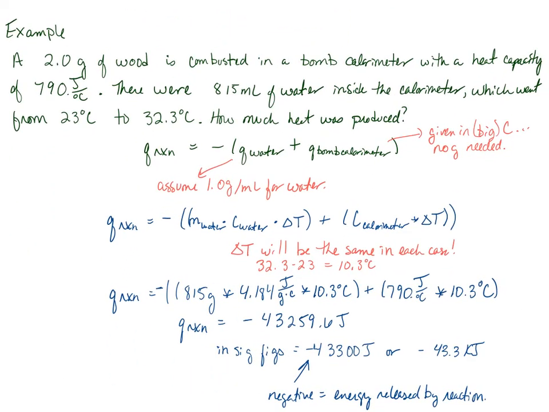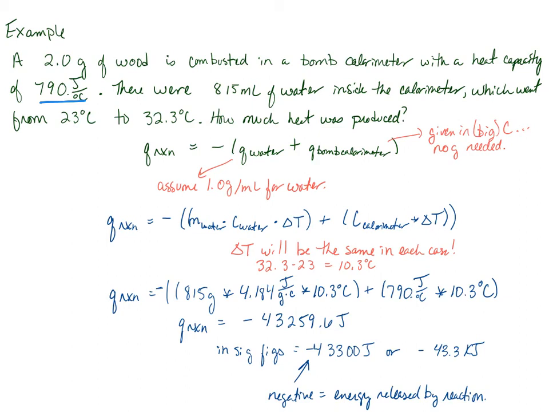So here's what I mean as an example. We have 2 grams of wood and it's combusted in a bomb calorimeter with a heat capacity that's given here as 790 joules over degrees Celsius. There's 815 milliliters of water inside the calorimeter, and we know what the temperature change was. So how much heat was produced?